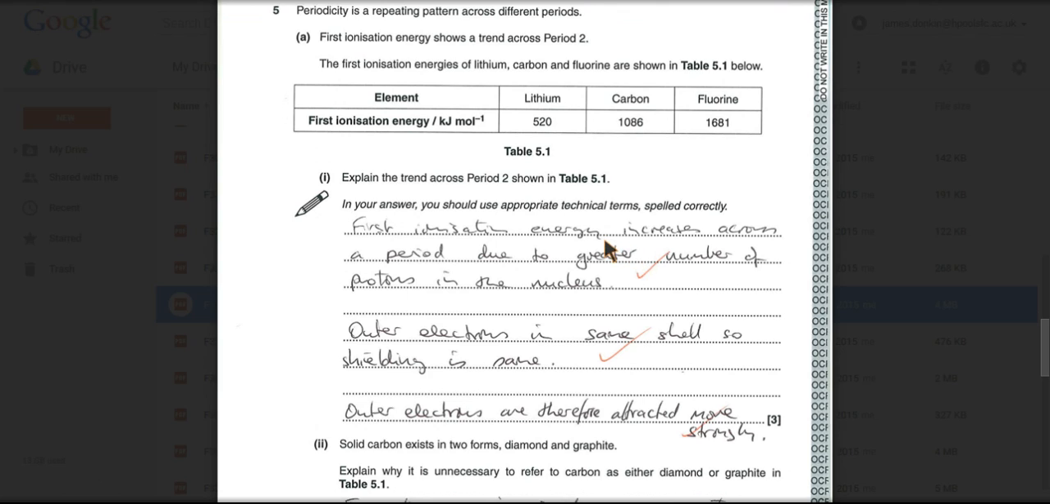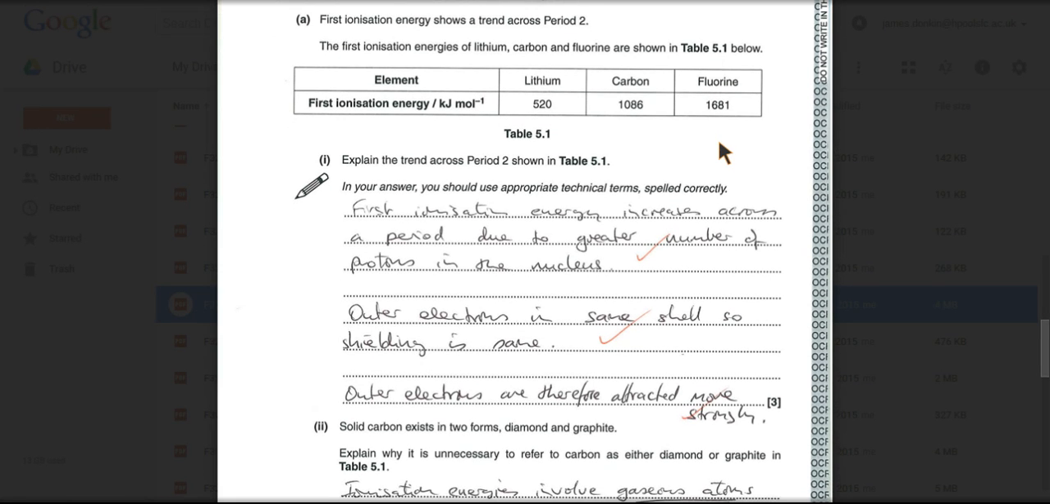The first ionization energy increases across the period, and that's due to the atoms having increased numbers of protons in their nucleus. You must say that the shielding is the same, and so therefore the increased protons but the same shielding means that the outer electrons are attracted more strongly, and so it's going to be harder to remove them when you're trying to ionize them.